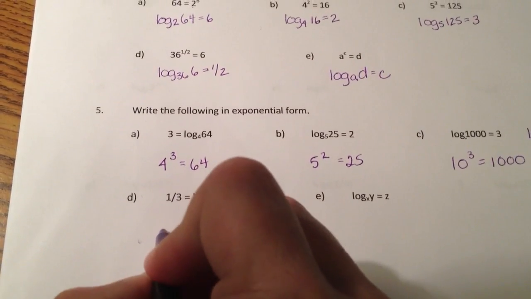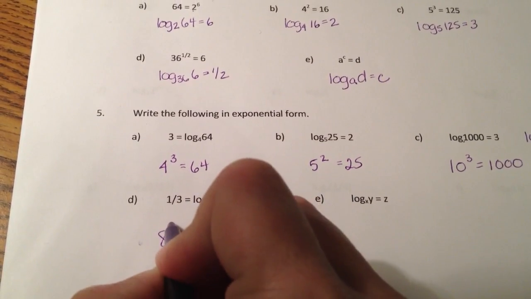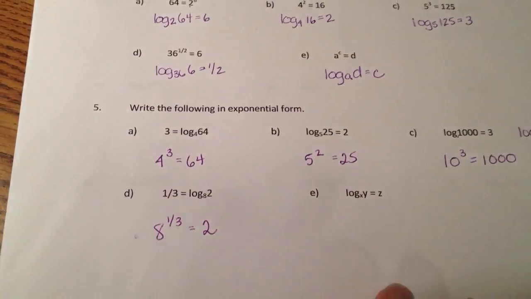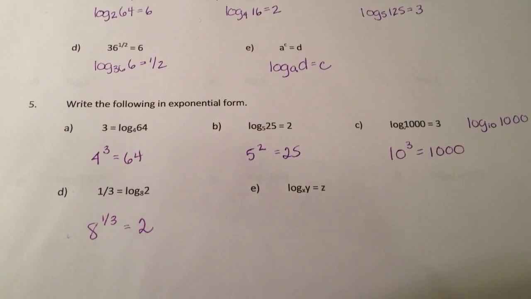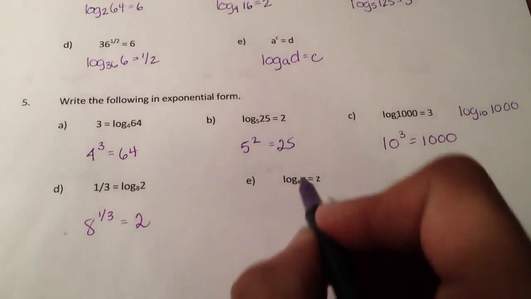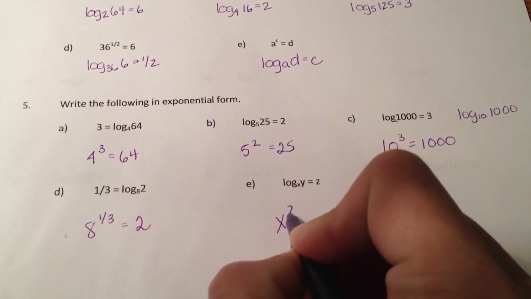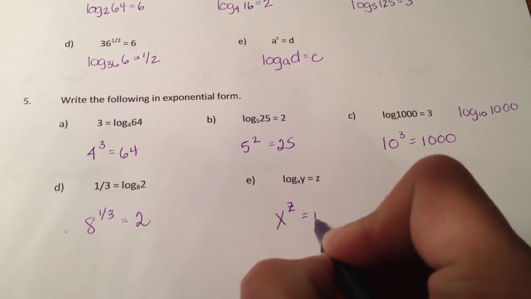On D, our base is 8. Our exponent is 1/3. And that's equal to 2. And our last example on part 1, log base x of y is equal to z. Our base to the exponent is equal to y.